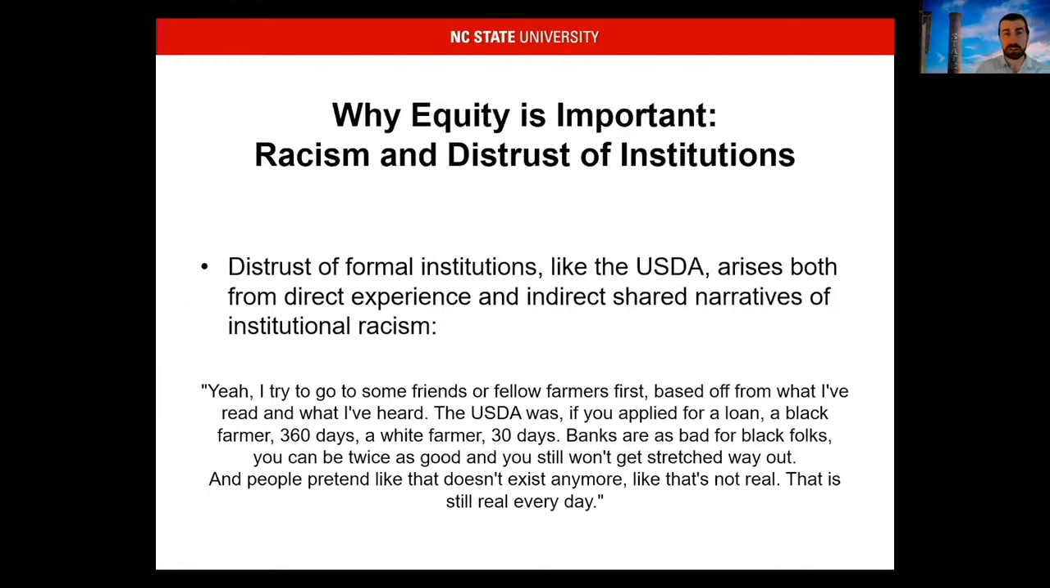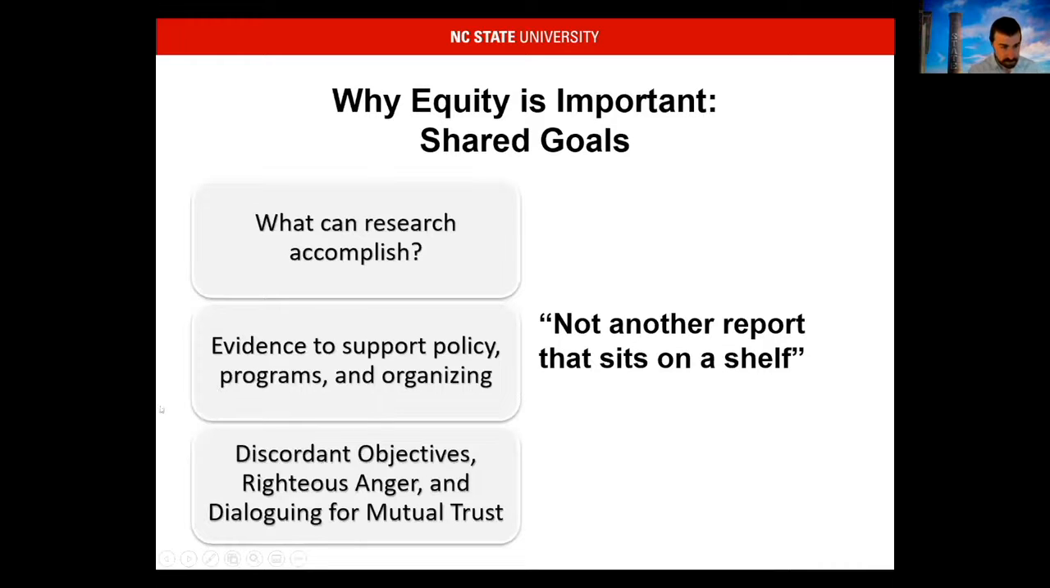So equity is important because if we start to build community engaged projects, we can work to rebuild that trust relationship, right? And as I said, part of that distrust is distrust that extends to researchers themselves, because researchers themselves represent institutions that also have their own histories of discriminatory or inequitable actions.